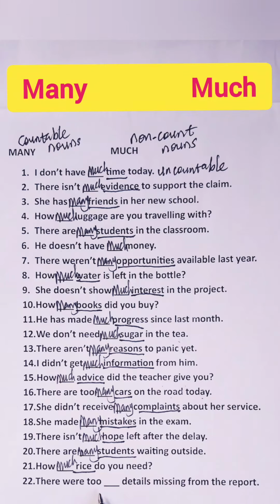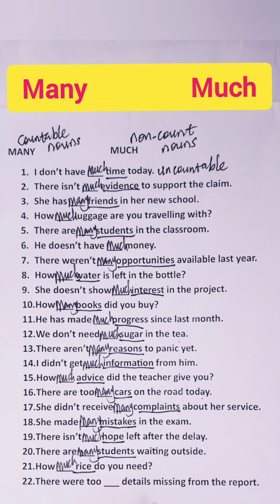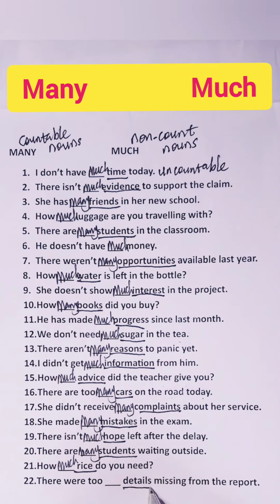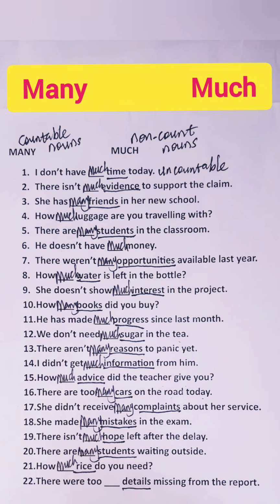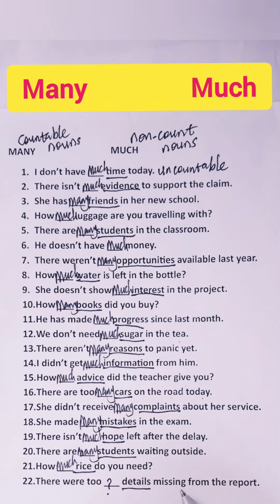There were 2 blank details missing from the report. What is the noun that comes after it? This is the noun. Details. Is details countable or uncountable? If you know the answer, then you should know the word that should be here. Is it many details or much details?